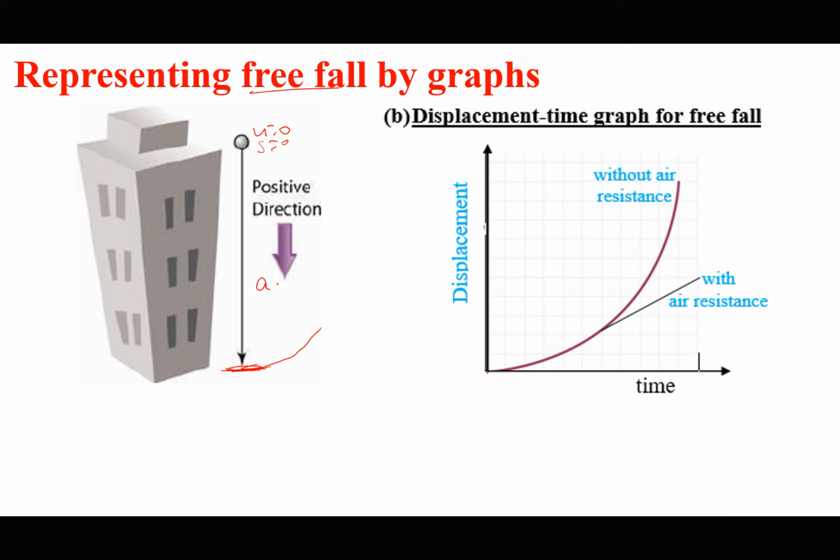So the gradient is increasing because there is an acceleration, which is g, and the velocity is increasing as the object falls. How do I show increasing velocity from a displacement-time graph? I must draw a curve of increasing gradient. That's why you see this smooth curve has an increasing gradient. This is if there is no air resistance. It must be a smooth curve because if there is no air resistance, the acceleration must be equal to a constant, which means the velocity must increase uniformly.